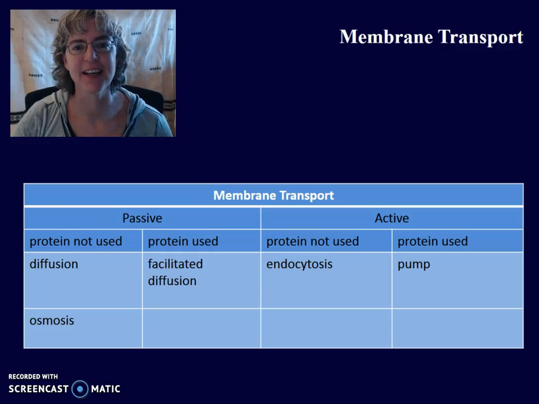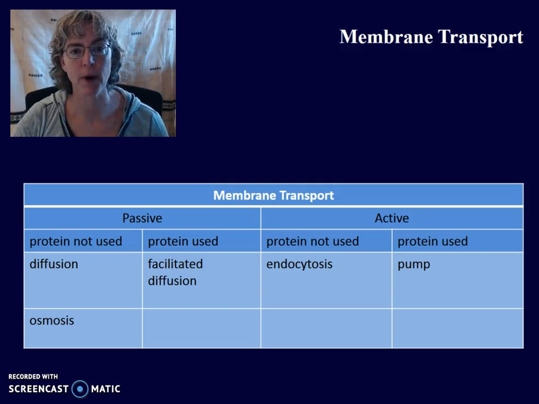Okay, hello again. So we are exploring how material gets in and out of a cell across the cell membrane. So we've been talking about diffusion.